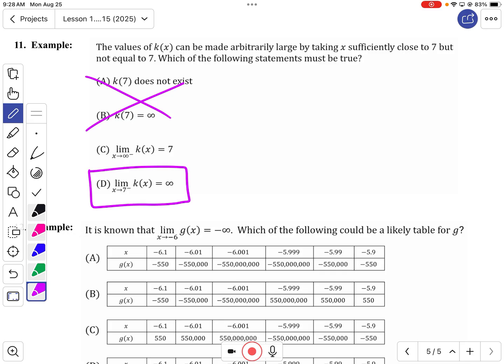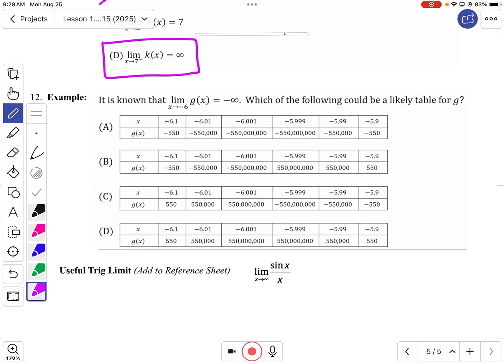All right. So this is part of that section 9 that I didn't teach, like multiple representations. This is what it's talking about. Okay? Then let's look at this next one. So it's known that the limit as x approaches -6 of the function is negative infinity. Okay? So as it approaches -6, notice it doesn't have to the left or to the right. So what does that mean has to be true?